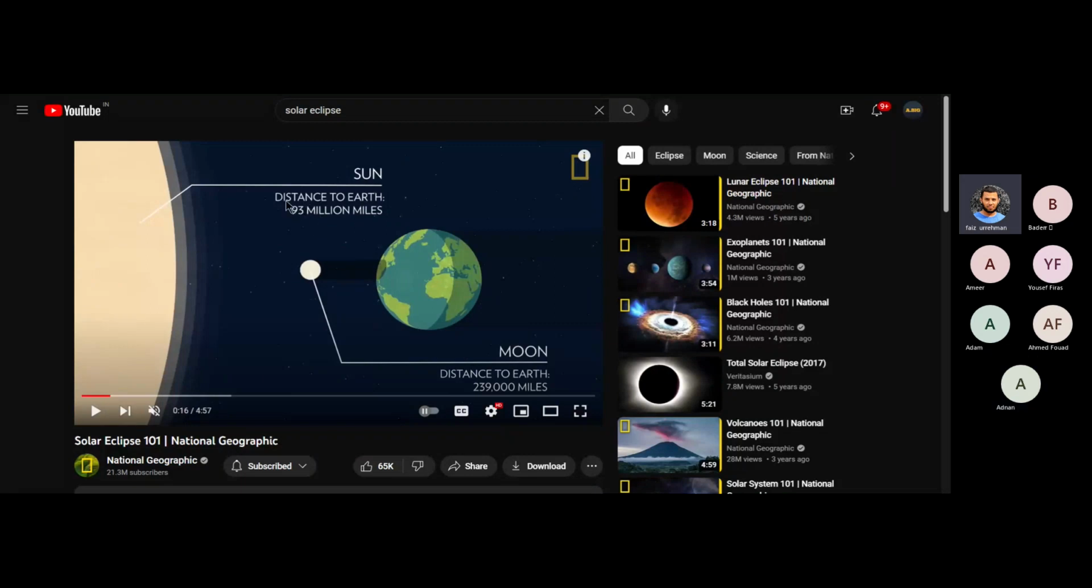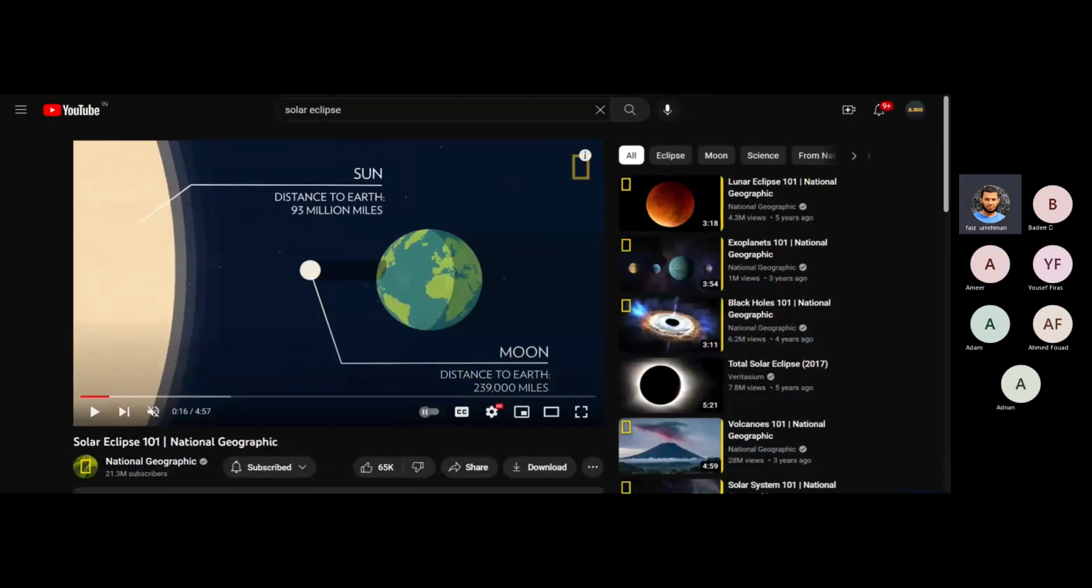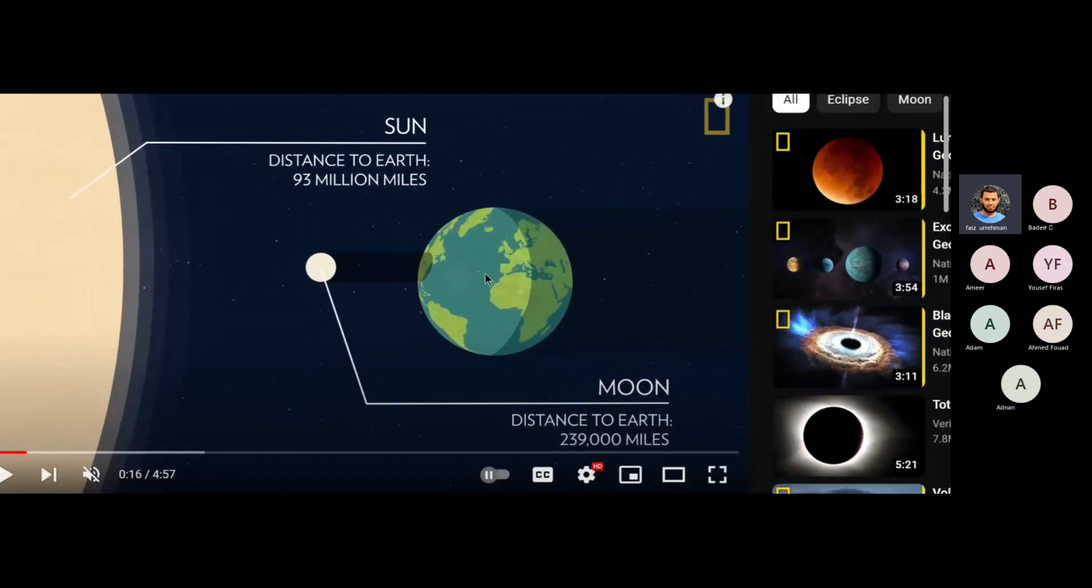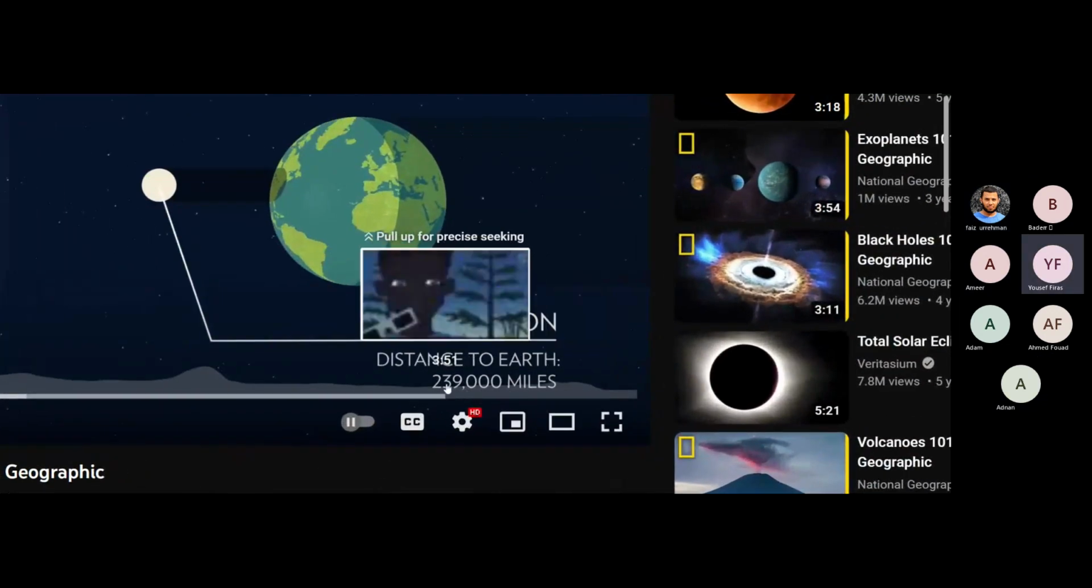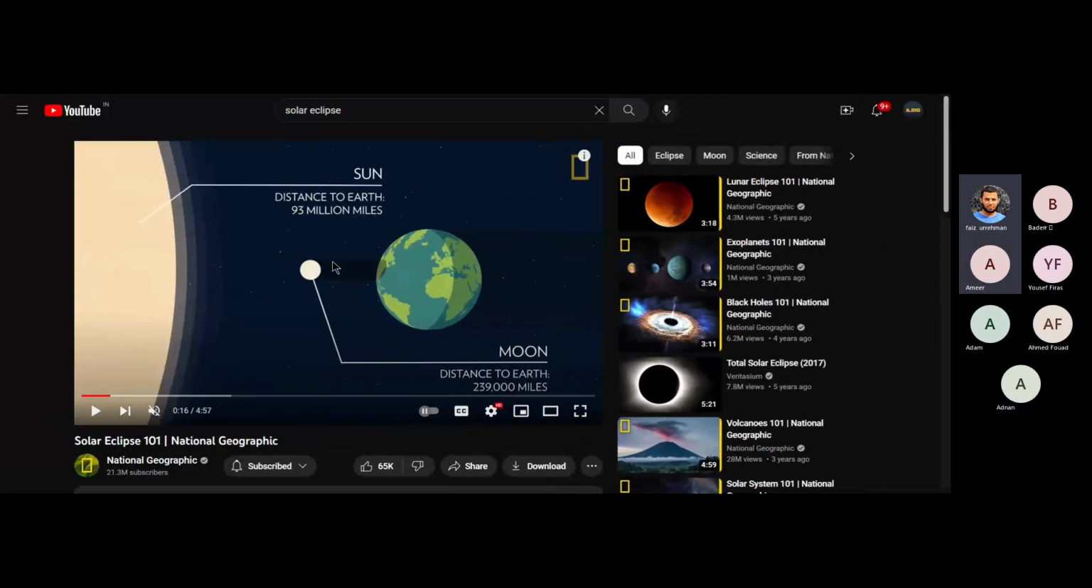Look, what is this? Distance between Earth and Sun, how much? 93 million miles. And the distance between Moon and Earth, not even 1 million. 239,000. Not even a quarter million. Less than a quarter, yes. A quarter million is 250,000. Okay, coming back.